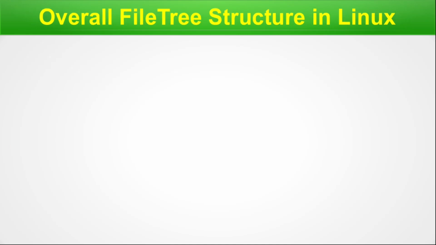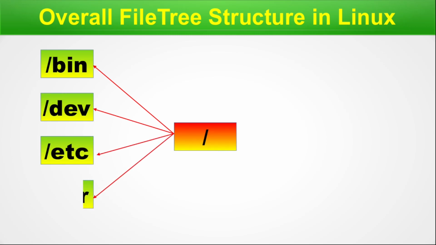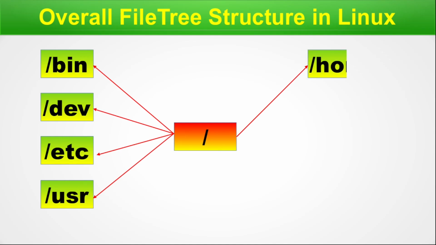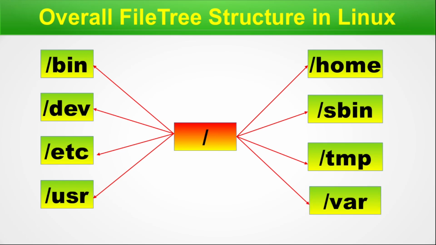So let's move on. Overall file tree structure in Linux. This particular slide is graphical only. So here is our root directory. First we have the bin, then we have the dev, then we have the etc, then we have the usr, we have the home, we have the sbin, we have the tmp, and we have the work. So under the root, we will have all these directories.